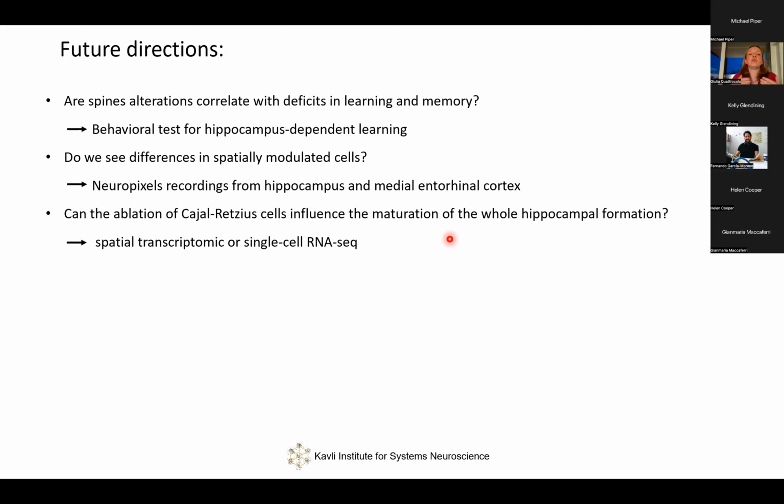And then we really want to understand a little bit better what is the mechanism supporting these changes, and if these changes are really more global in the whole hippocampal formation. So we're thinking to implement spatial transcriptomics or single cell RNA-seq, or a combination of both, to try to understand what are the different pathways and the mechanisms guiding what we observe so far.